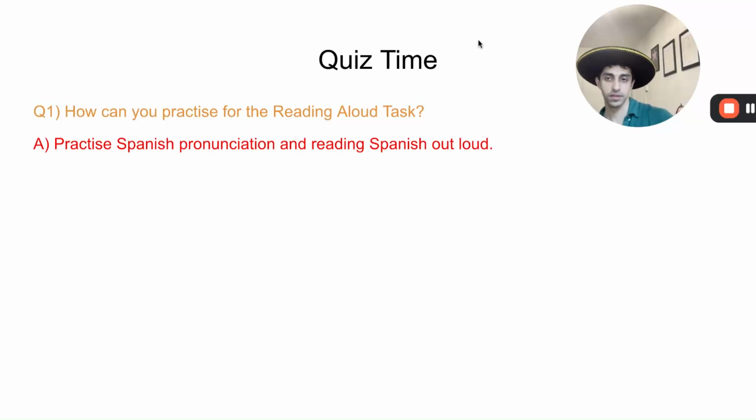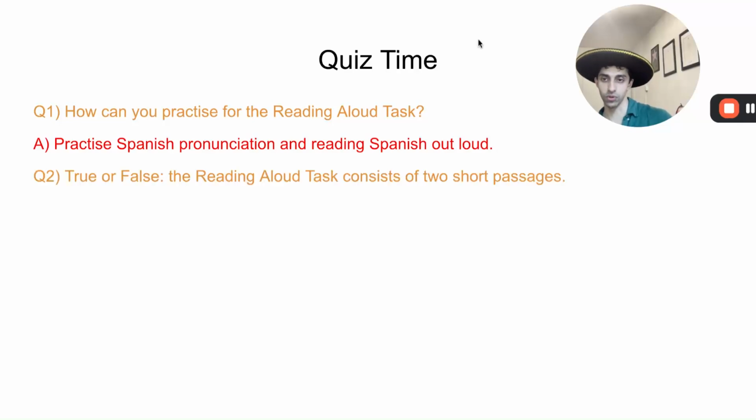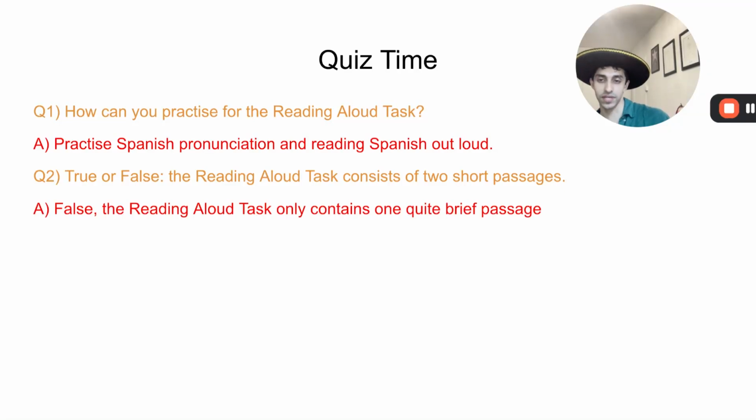Question 2 is true or false. The reading aloud task consists of 2 short passages. Does it consist of exactly 2 short passages? Let me reveal the answer shortly. Okay, here comes the answer. So this one's false. The reading aloud task, as we said, only contains 1 quite brief passage, as you saw in each of the examples.